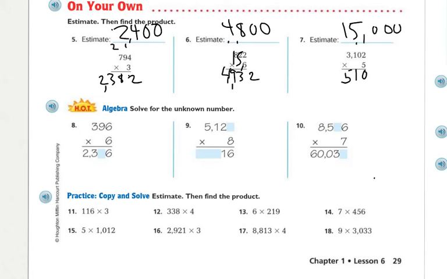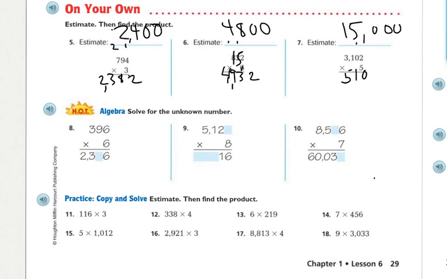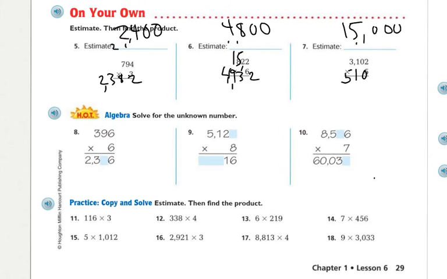On the next one, we have 6 times 6 is 36. And then 6 times 9 is 54. On the next one, we have 6 times 6 is 36. There we go. And 6 times 9 is 54, plus the 3 is 57. So our missing number here is going to be 7.